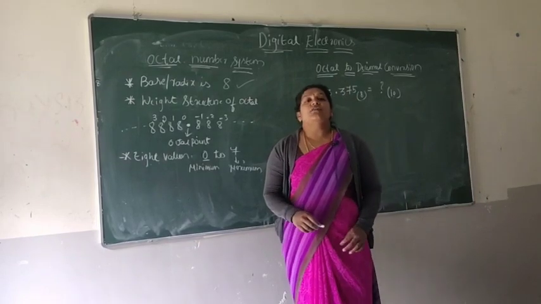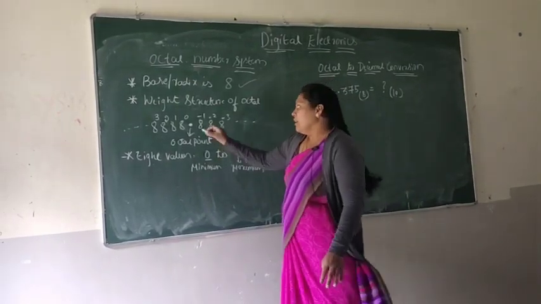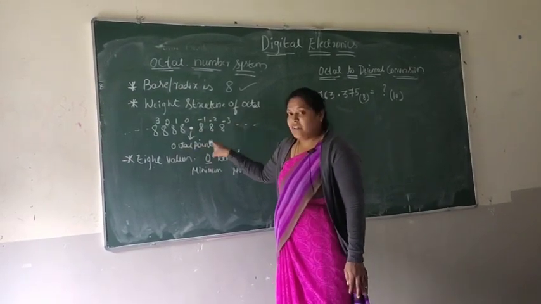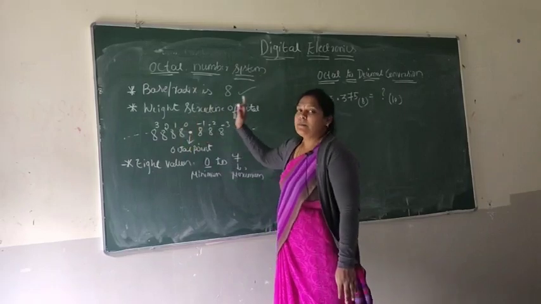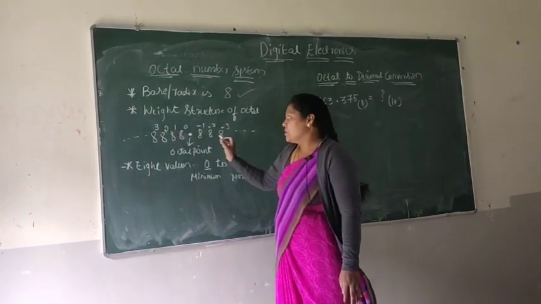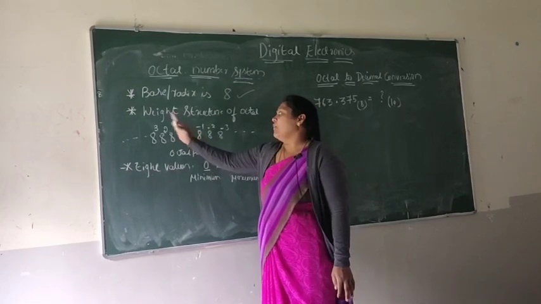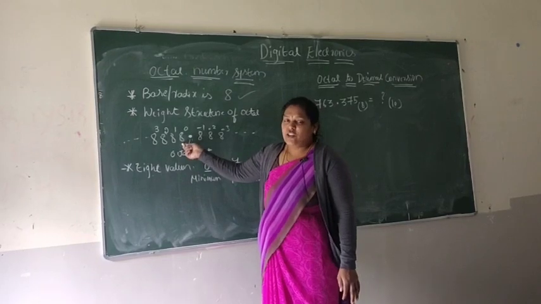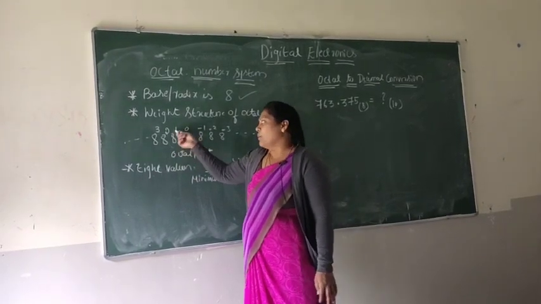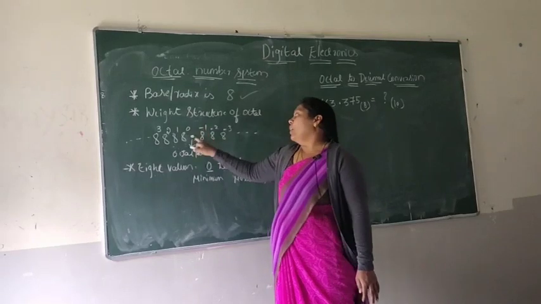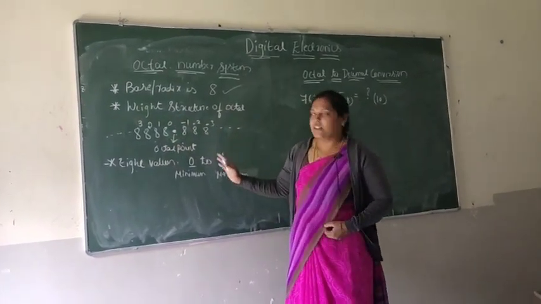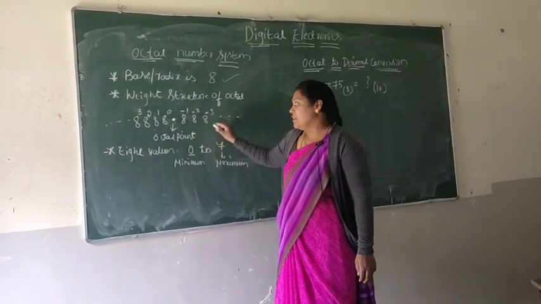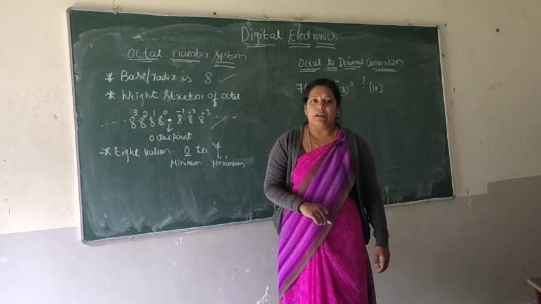Then the weight structure of the octal number system is represented here. This point is nothing but the octal point, which separates the integer part and the fraction part. The values on the left side of the octal point start with 8 to the power of 0, then 8 to the power of 1, 8 to the power of 2, etc. The right side of the octal point gets 8 to the power of minus 1, 8 to the power of minus 2, 8 to the power of minus 3. This is your weight structure of the octal number system.